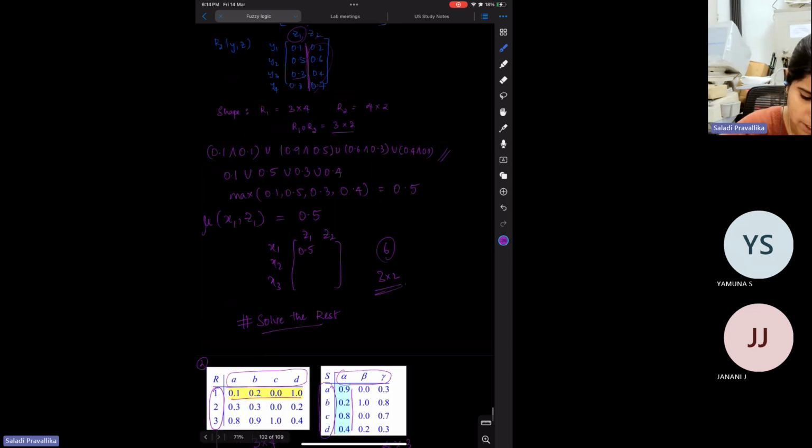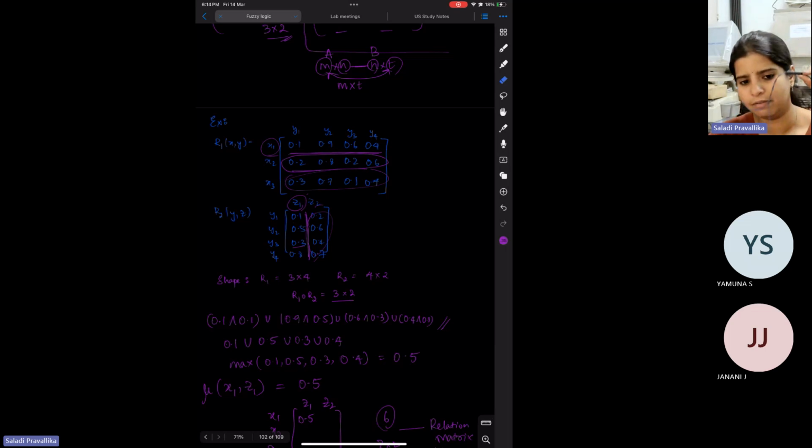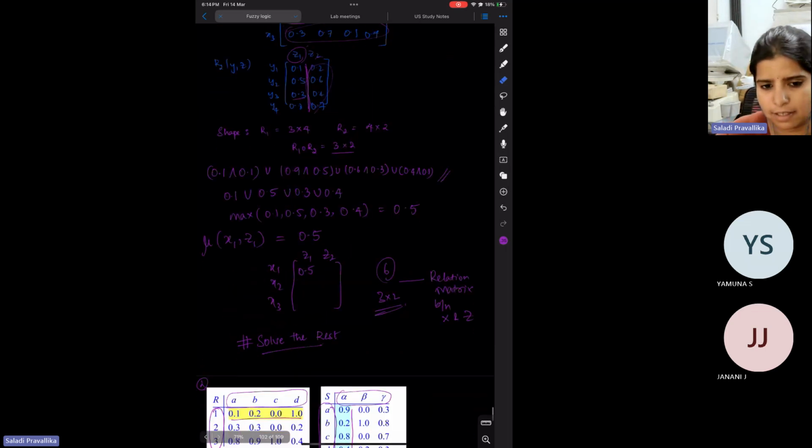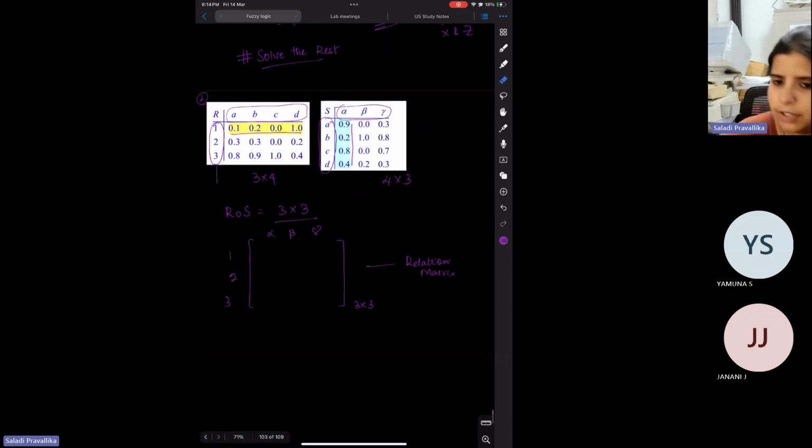And in the previous problem, this is a relation matrix between X and Z, right? X and Z. So we had R1 from X and Y. We had R2 for Y and Z, but we don't have a relation between X and Z. So in order to get that, we have followed this whole max-min composition, and then finally we have got the relation matrix between X and Z, right? Okay. So similarly, try to do this.